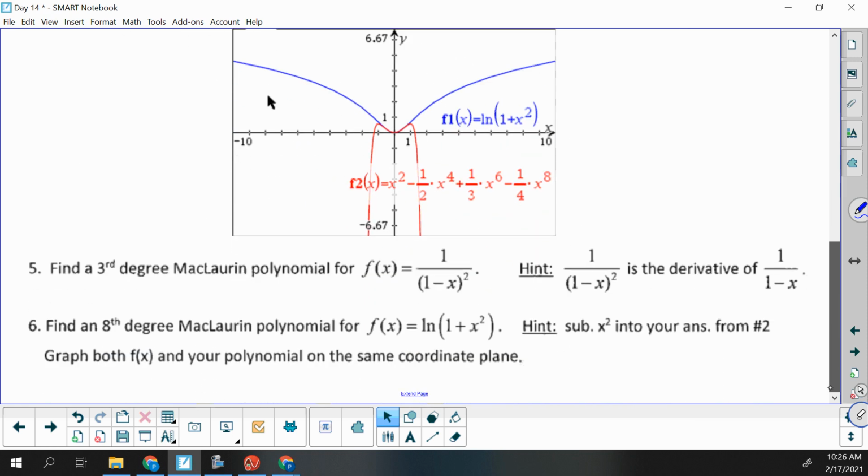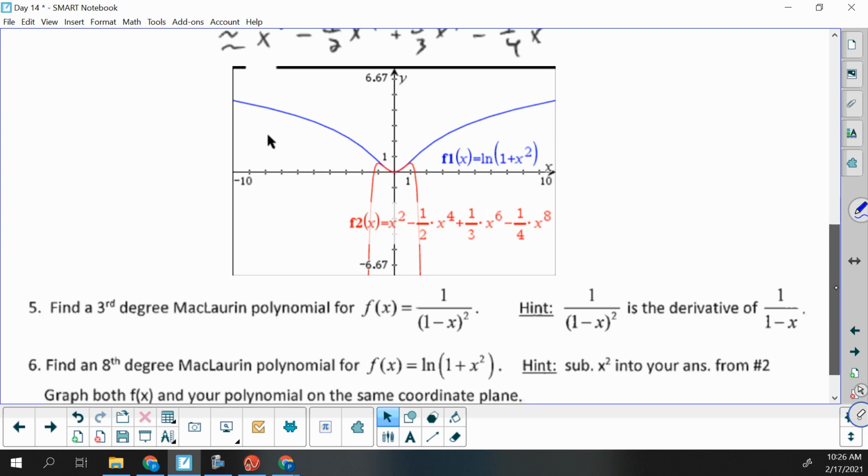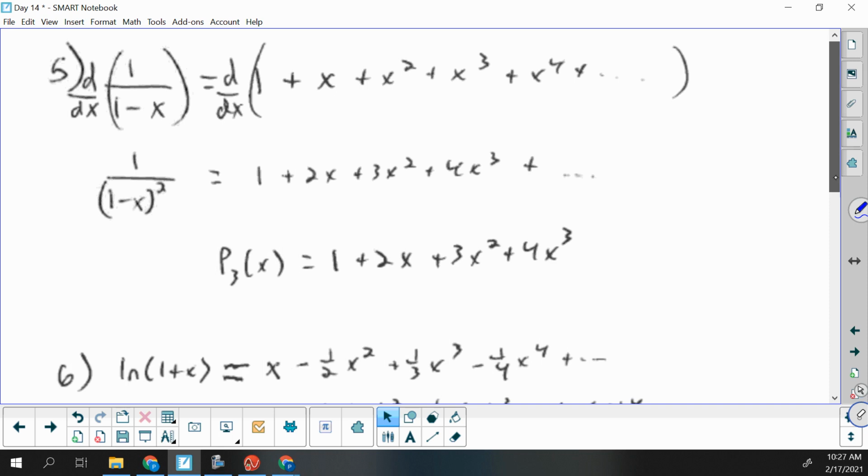In 5, we wanted to take our 1 over 1 minus x, which is just starting with 1 and multiplying by x, and then do our derivative, and that would be the same as 1 over 1 minus x squared. So just take that derivative. The first term goes away, and then you have 1 plus 2x plus 3x squared, and so on. And we wanted to cut it off at the third degree.